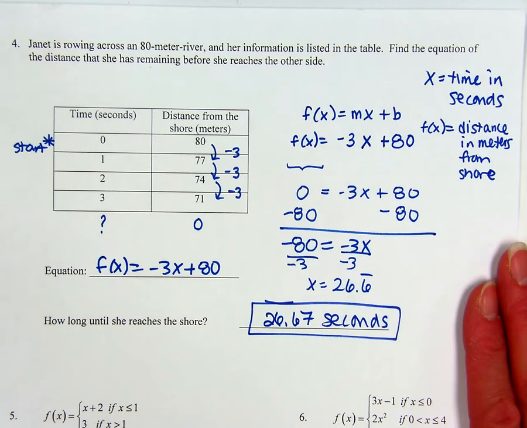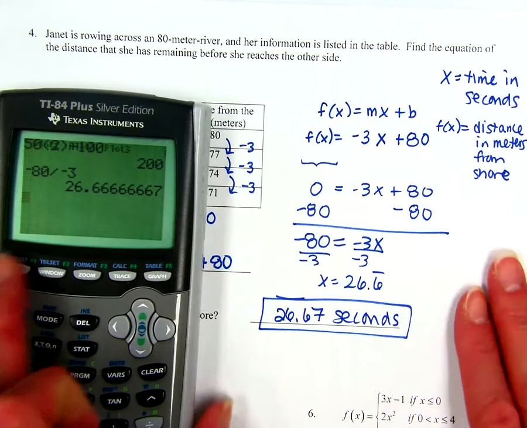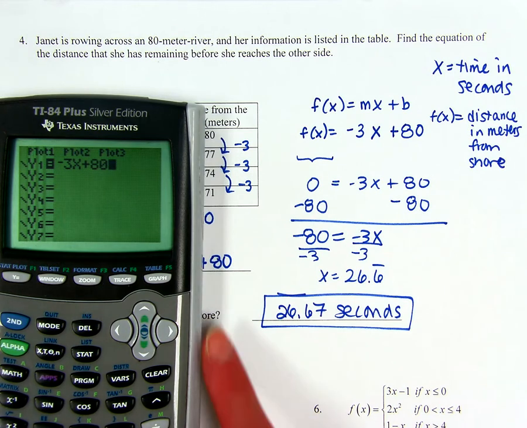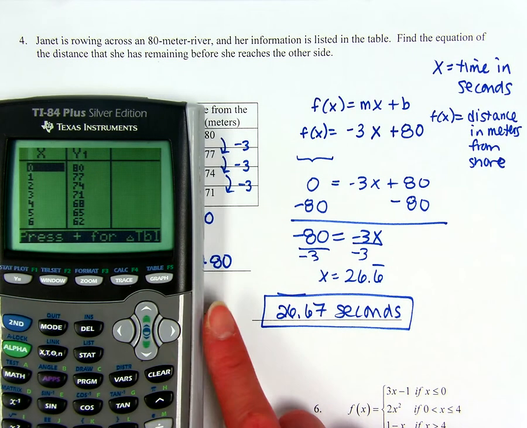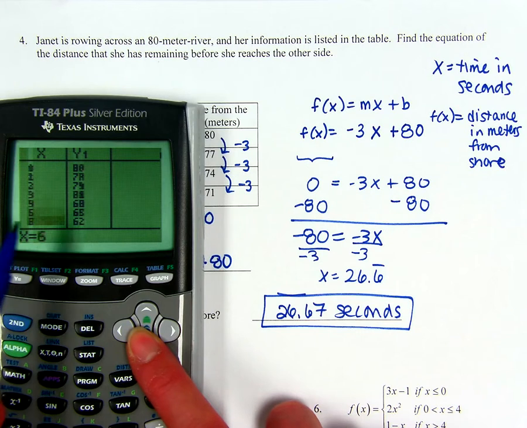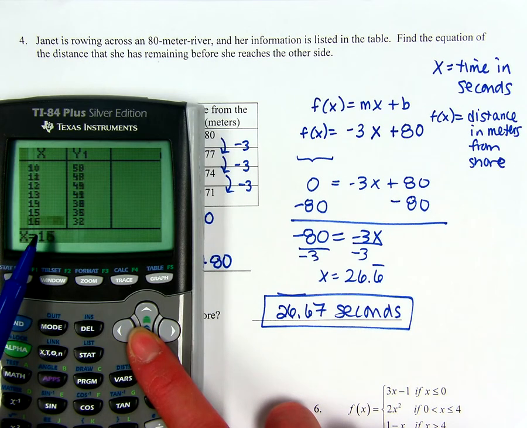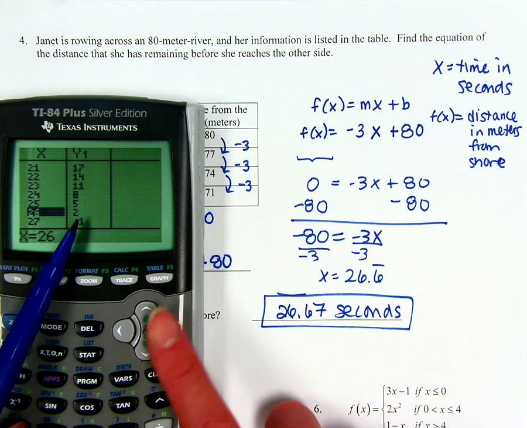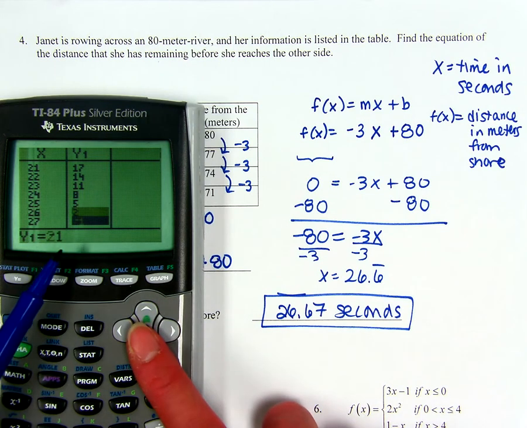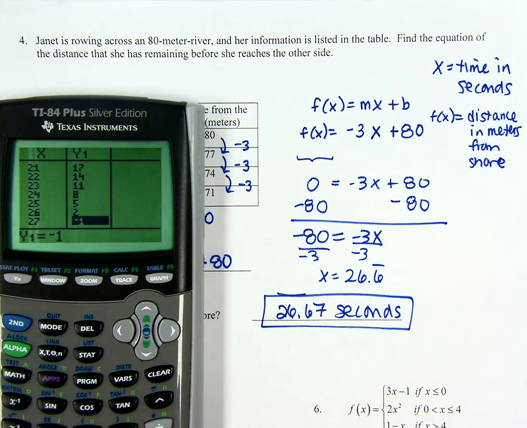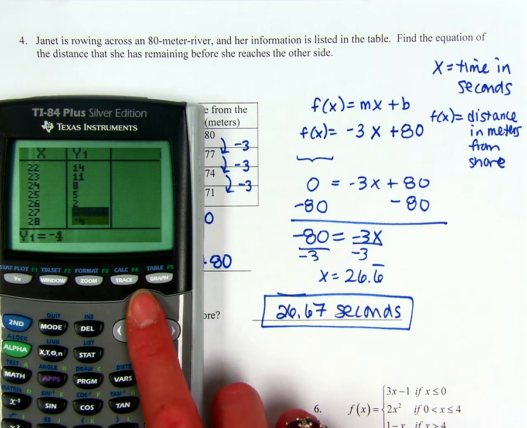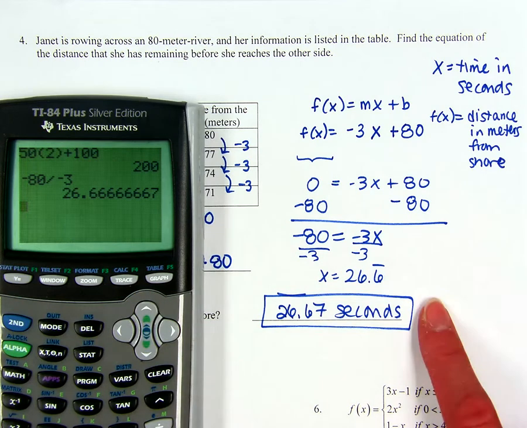If you want to use your calculator, you can graph this one, or at least get the table of values for it: negative 3x plus 80. And if I go to my table, I could look at what happens at 26 seconds. Now, this isn't going to give you anything very accurate, because I know at 26 seconds she's still 2 meters away. At 27 seconds she's in the negative, which means she's already reached the shore, and she's walking inland, I guess. Okay, so somewhere between 26 and 27.